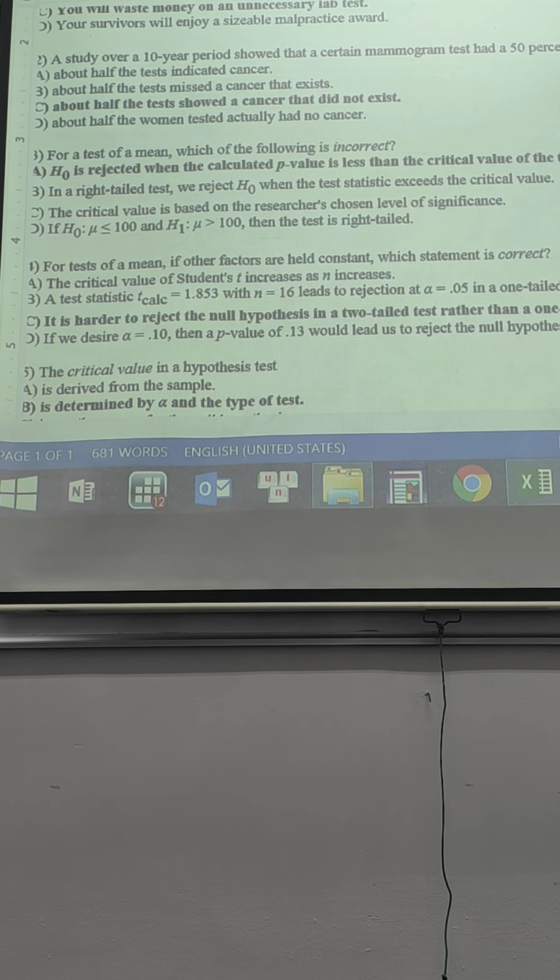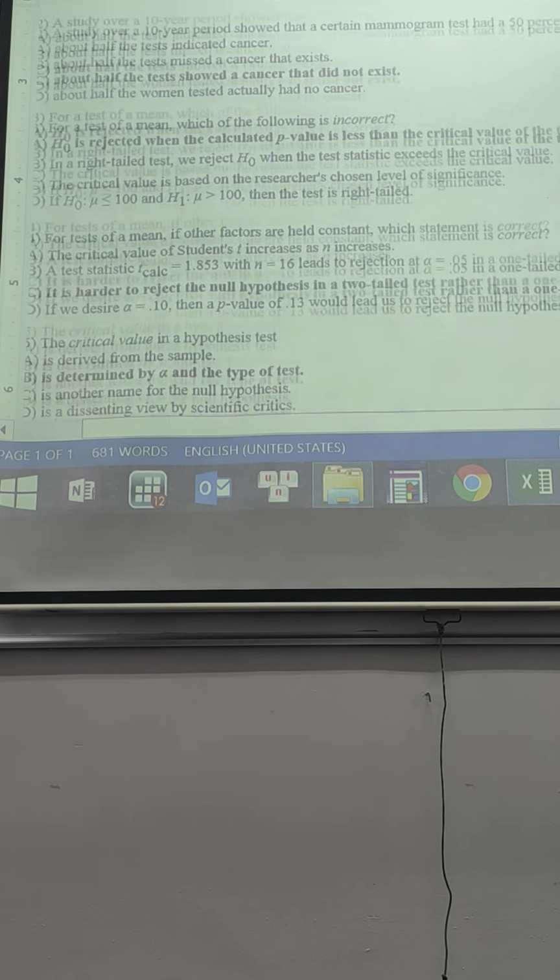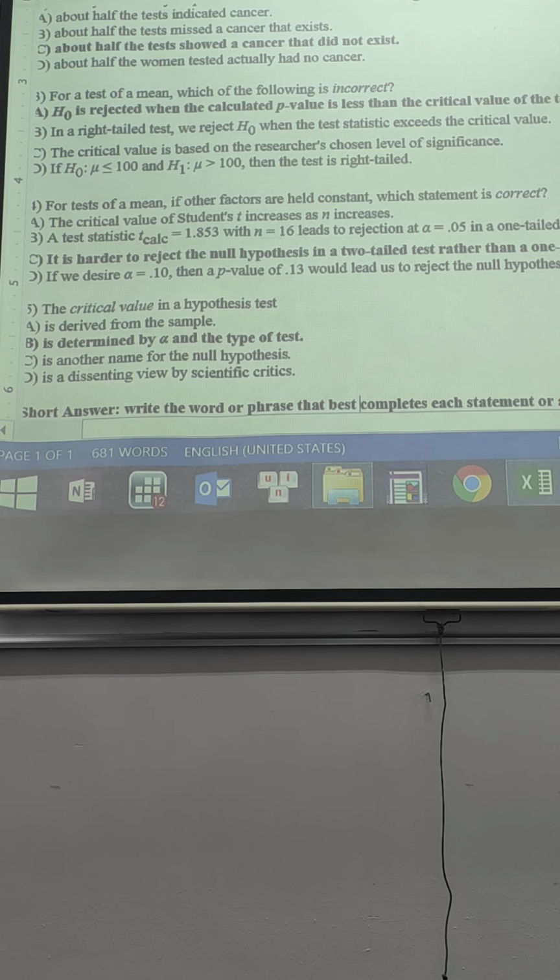Okay, so look at the first one. Which of the following is incorrect? Look at B, for instance: in the right tail test, we reject H0 when the test statistic exceeds the critical value. True, right? The critical value is based on the researcher-chosen level of significance. True. Then the test is a right tail test. True. Now look at A.